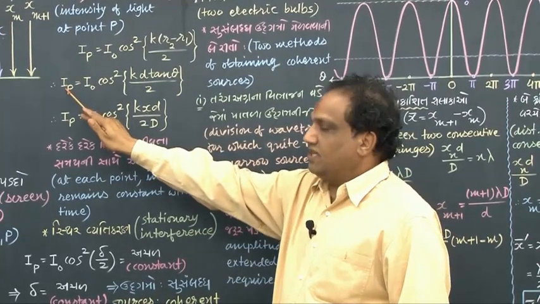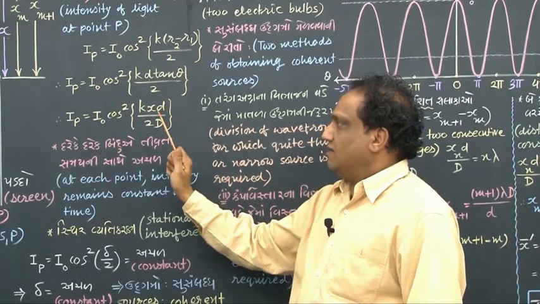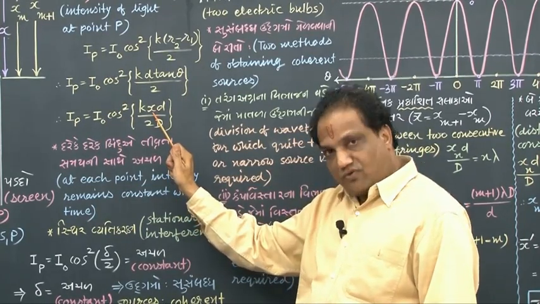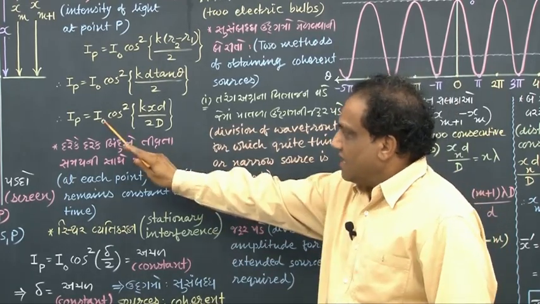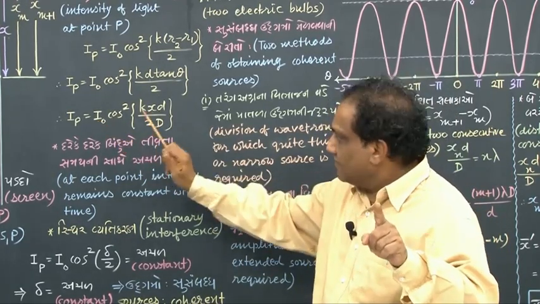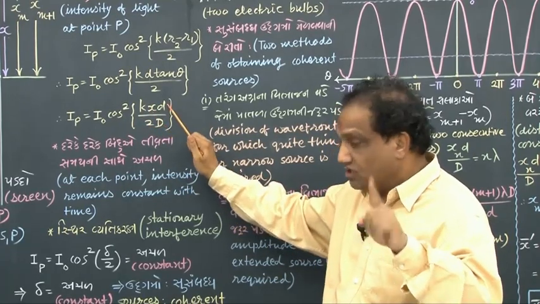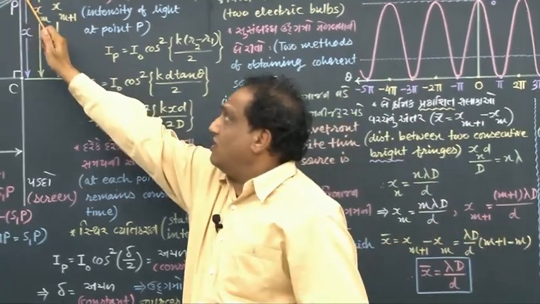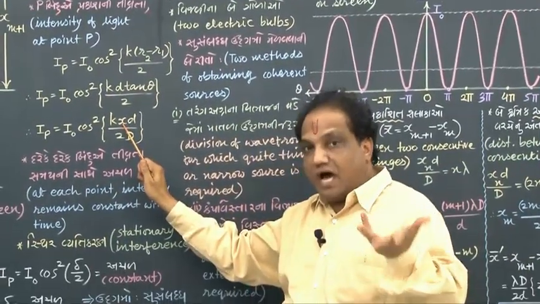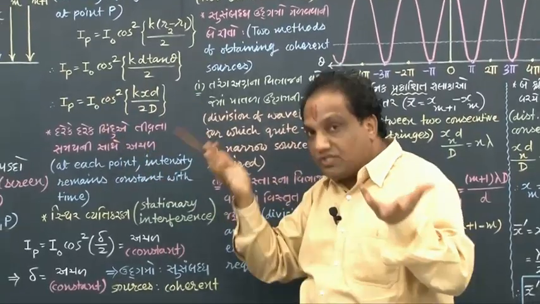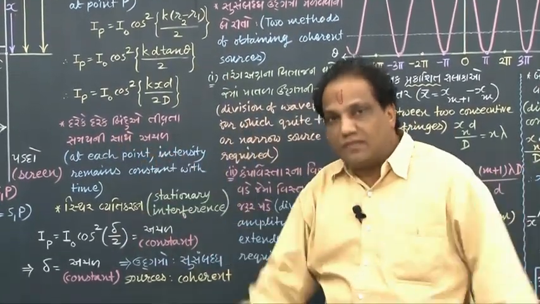This is the formula of intensity of light in terms of angle theta. This is the formula in terms of distance x. Now, here I0 is constant, K is constant, 2 is constant, capital D is constant, small d is constant. For a given point, the value of x is also constant. I mean to say the whole right hand side is constant, so the left hand side IP also will be constant.